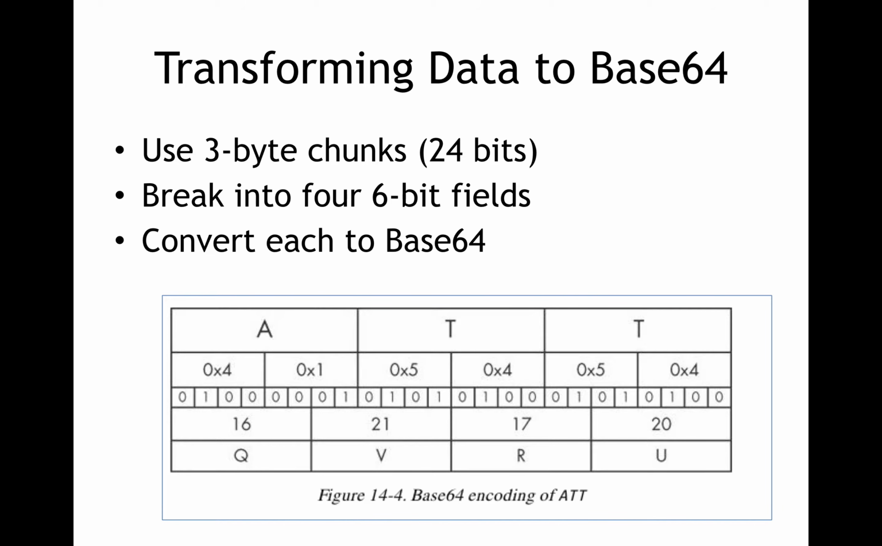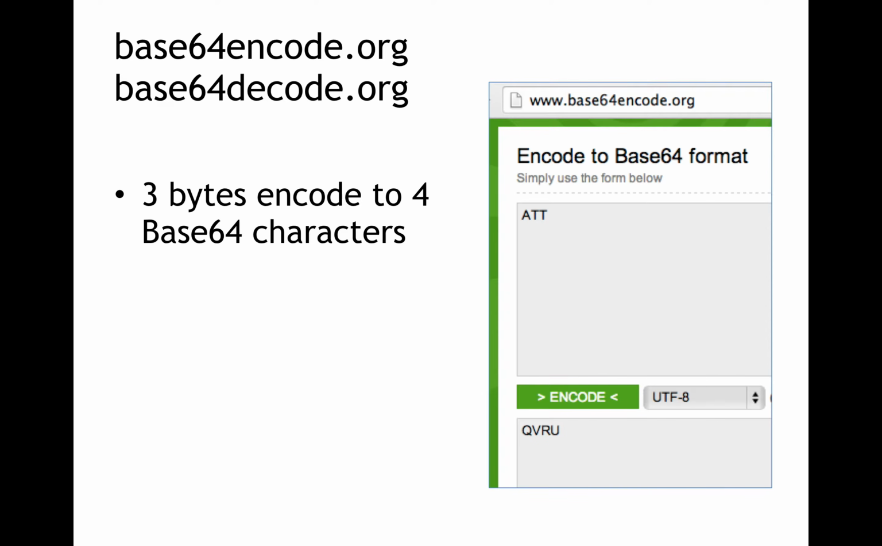So 3 bytes of input, AT&T, are going to turn into 4 bytes, QVRU, down here of base 64, 6 bits at a time and 8 bits at a time to express the same 24-bit quantity. You can do it online, you can do it in Python, it's all over the place. It's a very simple transformation. So there's ATT turning into QVRU.